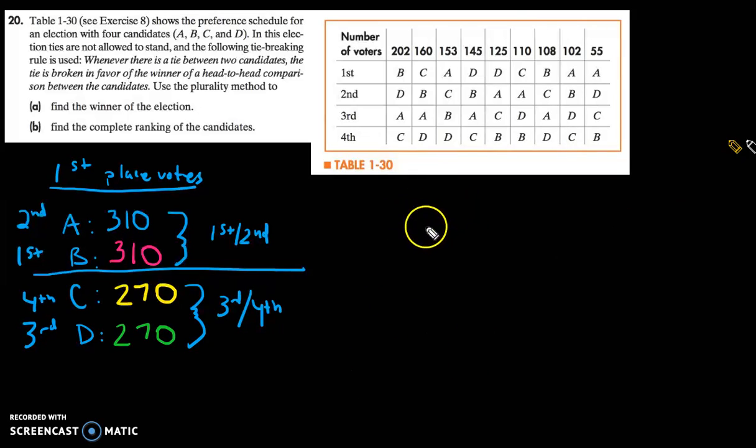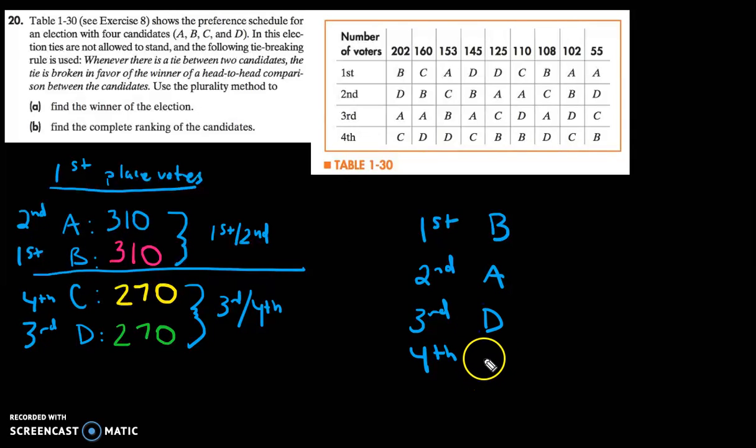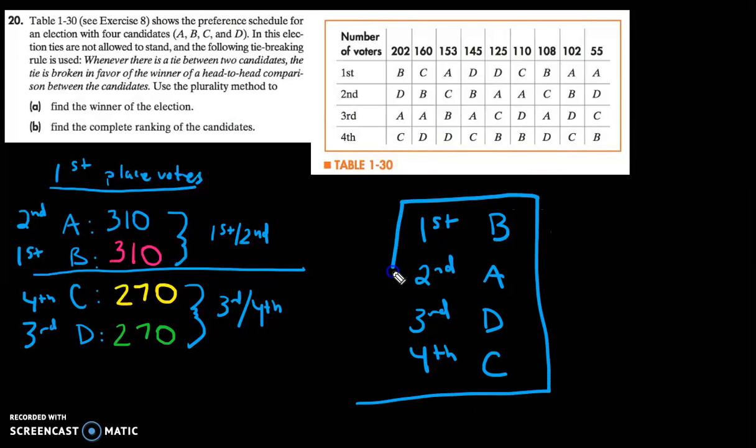And then I just want to make sure I clearly answer this question. So they wanted a complete ranking, so I should probably put my complete ranking in order over here. So the complete ranking is B was first, so they won the tiebreaker over A. And then D is third because they won the tiebreaker over C. But what mattered first was first place votes. So first place votes, you count up first, then you worry about tiebreakers.